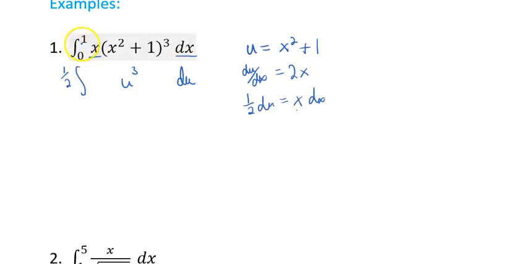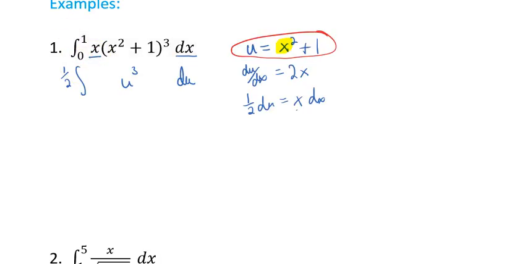Up here, the 0 and the 1 are limits that correspond to when the variable is x. But now our variable is u. Everything has changed to u. So these limits are not going to work the same way. I need to turn this 0 and the 1 into u limits. And the way you do that is just plug them in for the x over here. Looking at that whole piece right there, what comes out will be our u limits.